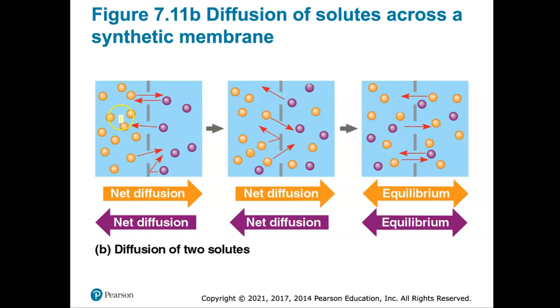All right. So in this case, you have a solution of orange dye on the left, a solution of purple dye on the right. What's going to happen over time is the orange dye is going to diffuse to the right side until the solution of orange dye is at equilibrium. And then the purple dye is going to diffuse to the left until the purple dye is in equilibrium. So you have a solution that's got orange and purple dye in equal concentrations.